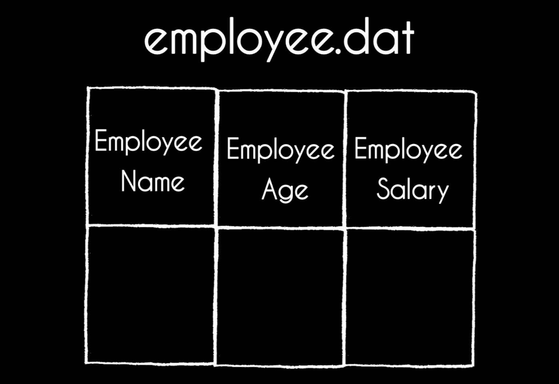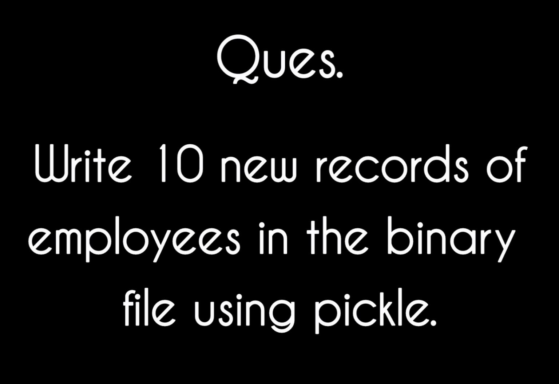So now we have a file employee.dat, and that binary file contains a table, and that table stores some information about the employees of any company. So the first thing is employee name, and the second thing is employee age, and the third thing is employee salary. This is the table we have. And now we are going to do our first question.